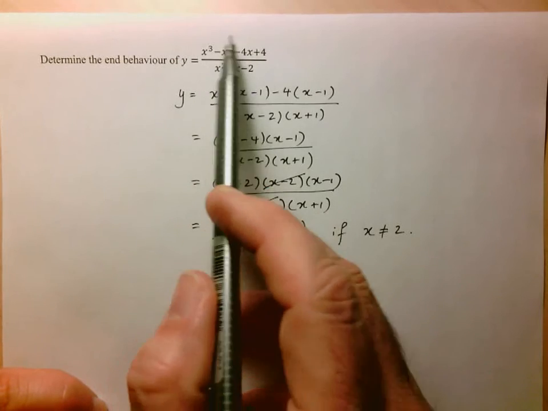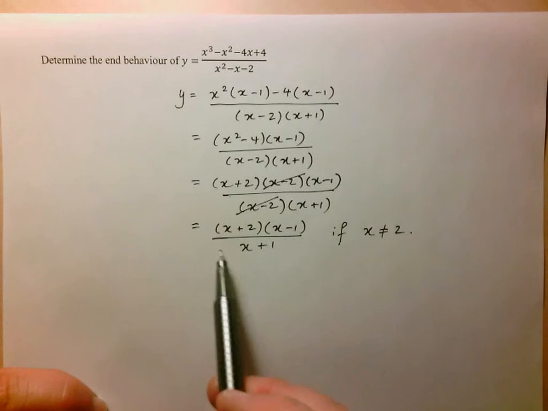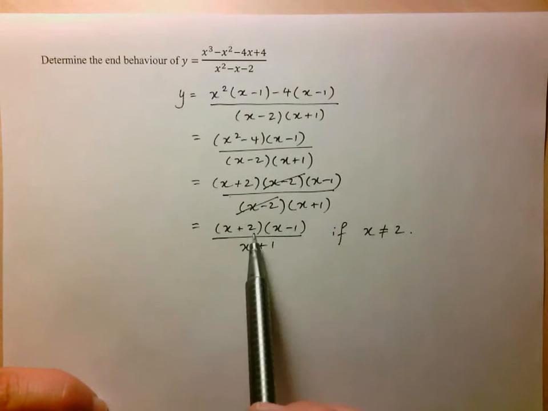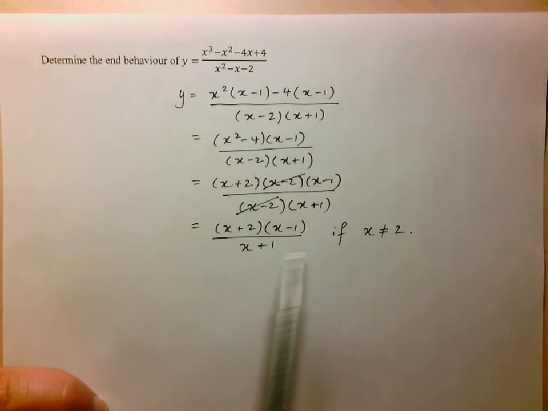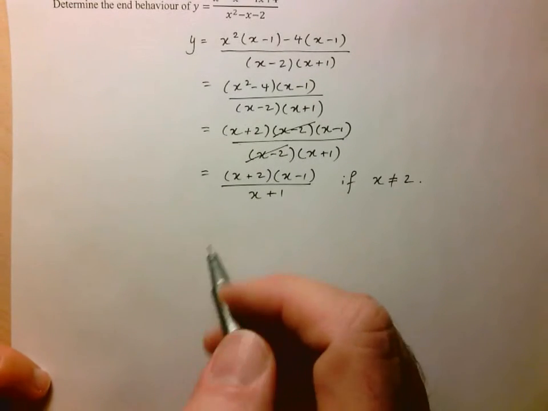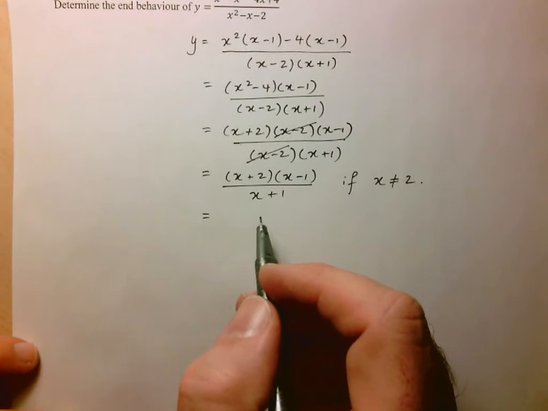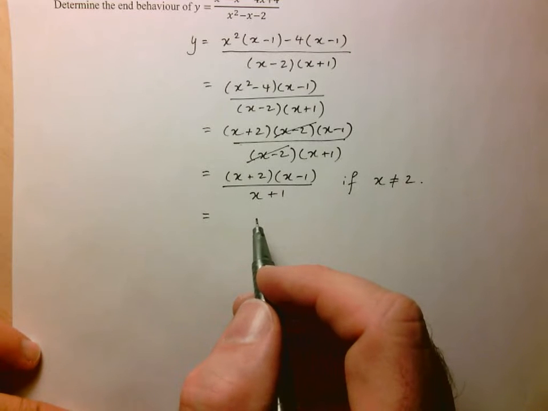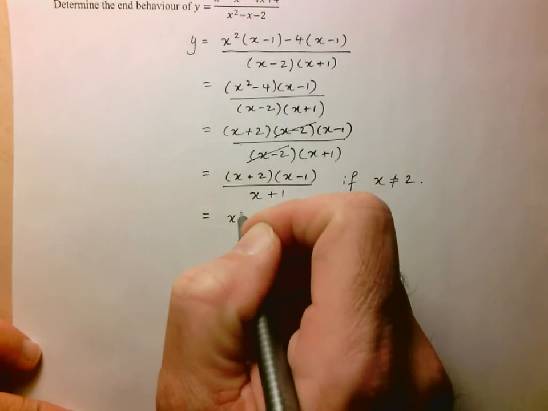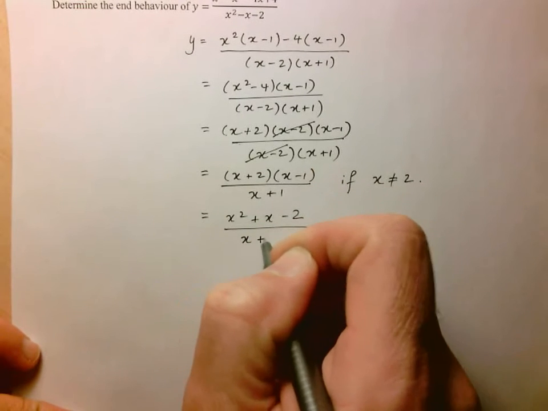So instead of working with this expression, this one here will have the same behavior when x gets very large or very small, because remember, these two are equivalent at every point other than x equals 2. That means that when we do our division, we can work with something where we're dividing by a linear factor, in which case we can use synthetic division. First we need to expand this, so we have x squared plus x minus 2 over x plus 1.